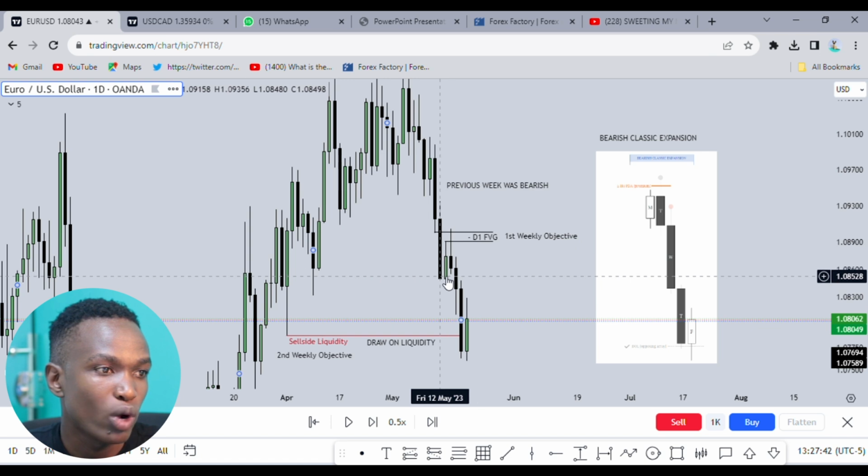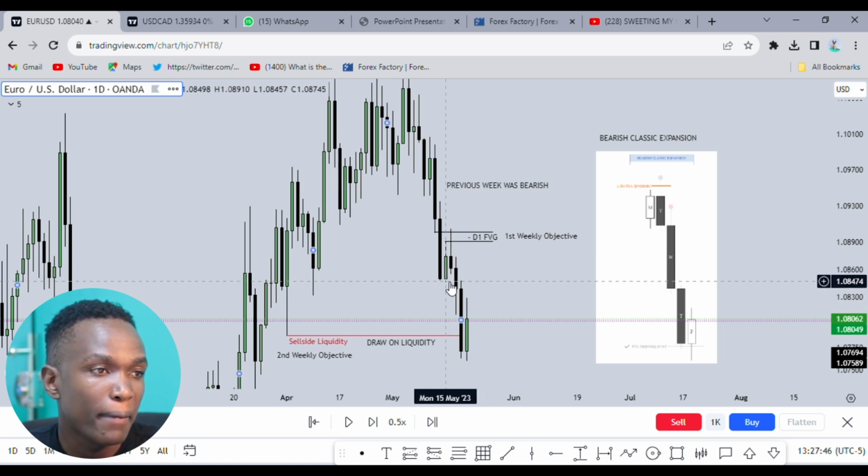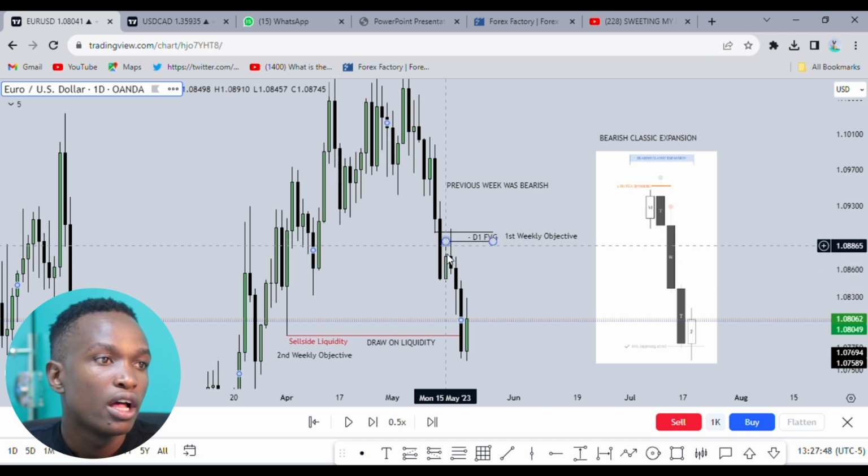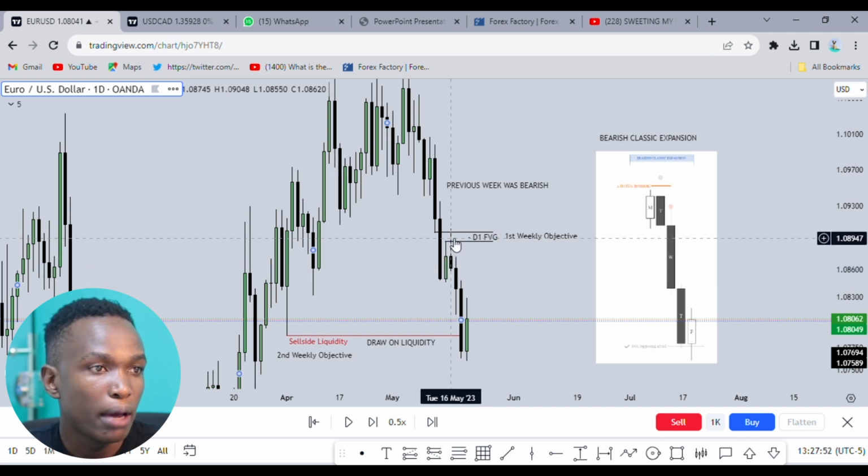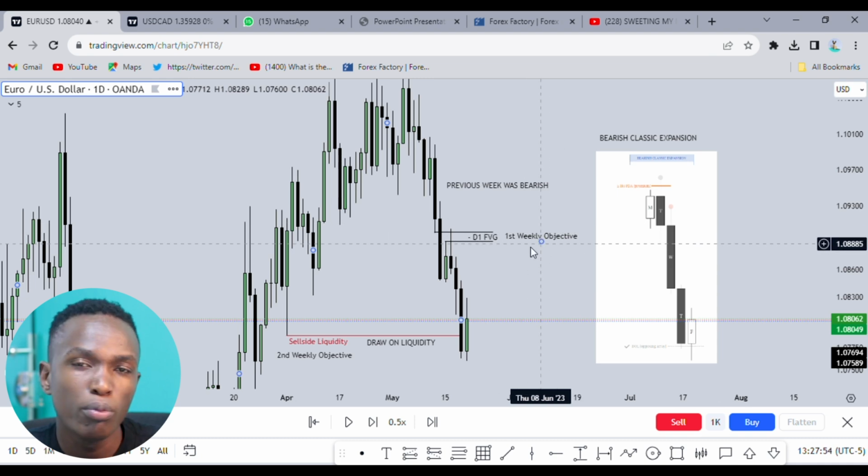You can clearly see this was our Monday, 15th May. Our candle for Monday was bullish. Then our candle for Tuesday came and fulfilled our first weekly objective. Remember, I told you weekly objectives are fulfilled by either internal range liquidity or external range liquidity. Internal range liquidity lies on our breaker blocks, propulsion blocks, fair value gaps, and many others. And our external range liquidity lies on our old highs and old lows.